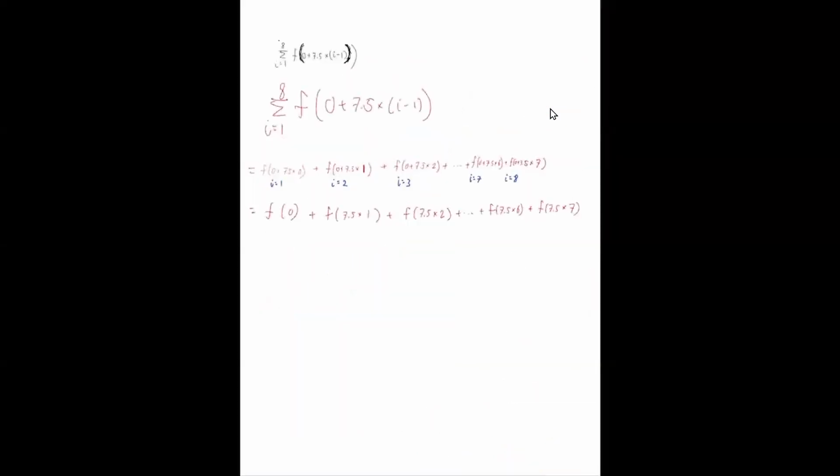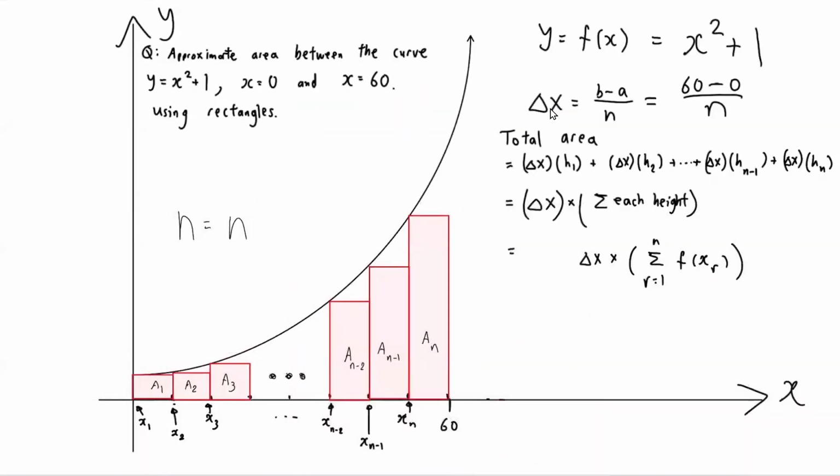And in general, this is how you would write it. If let's say you just have n number of rectangles, I know this notation is a bit funny. Let's just say there's n number of rectangles, A1, A2, A3, until An minus 2, An minus 1, An. That means the total area will be what? Base times height, delta x times h1. Base times height, delta x times h2. Base times height, delta x times hn minus 1. Eventually, the last one, delta x times hn.